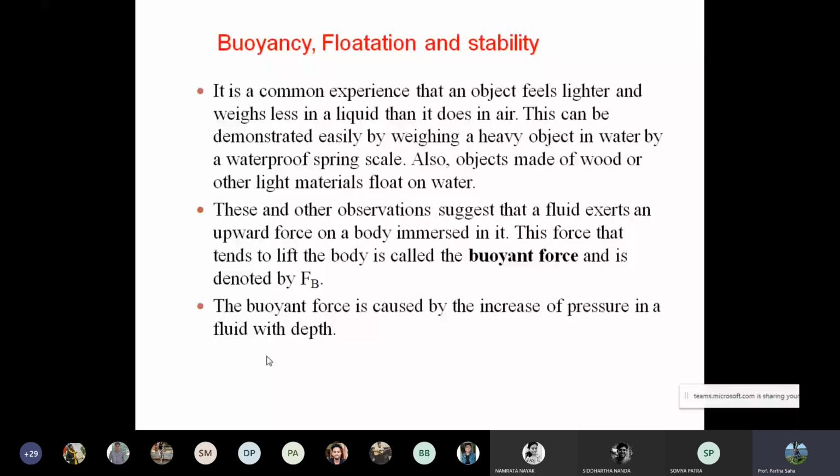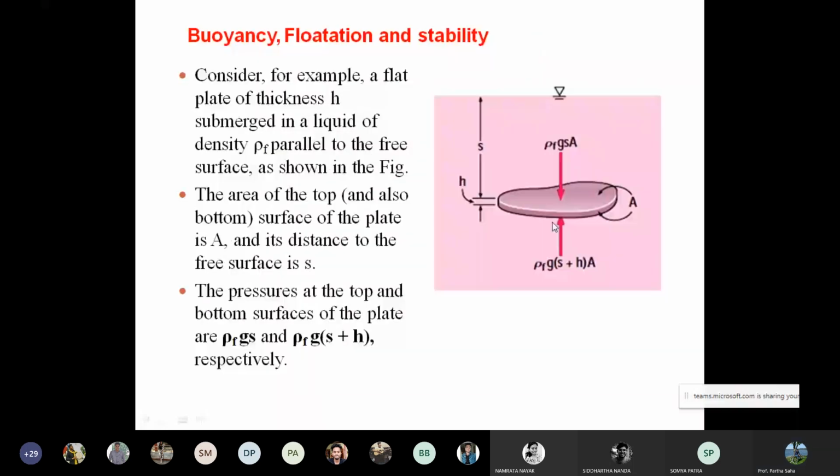As you see, a fluid exerts an upward force, as I mentioned, that is called buoyant force. Buoyant force is caused by the increase of pressure in a fluid with depth. So what is the force considered for a flat body? A flat plate of thickness H is submerged in a liquid of density ρF parallel to the free surface, right? The area of the top and also the bottom surface of the plate is A, and the distance to the free surface is S. That is the distance it's submerged.